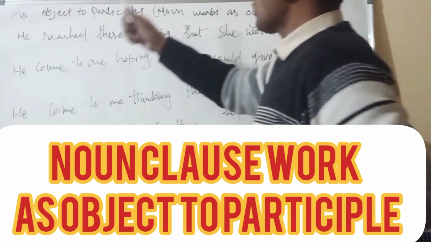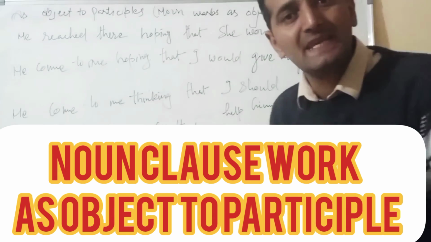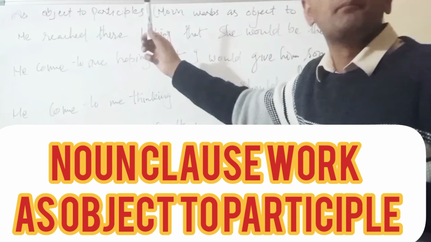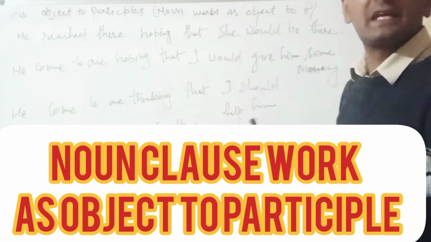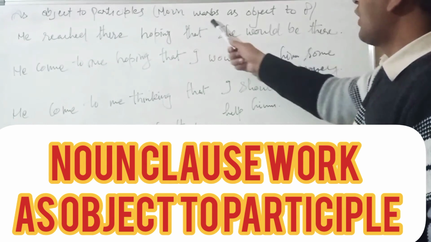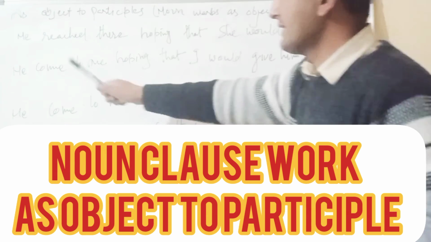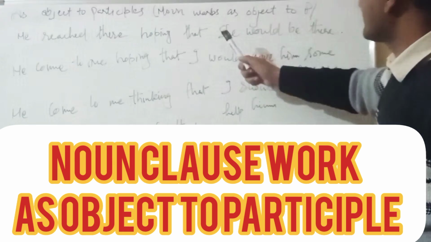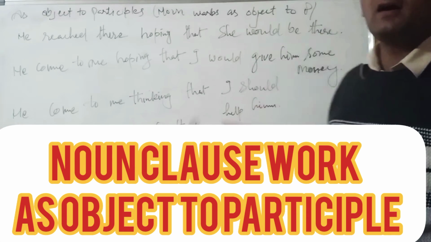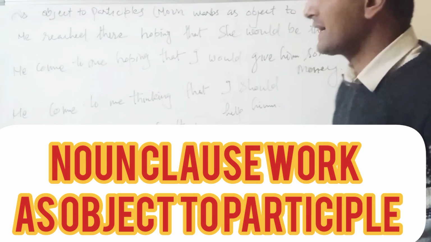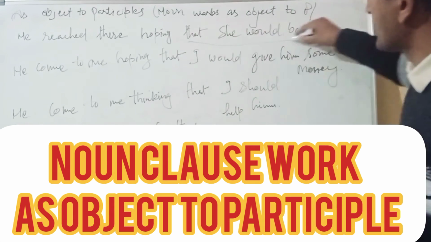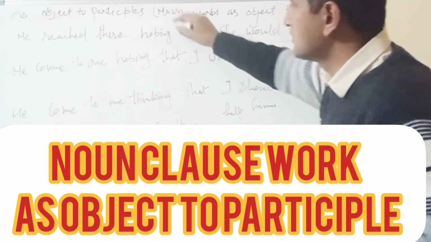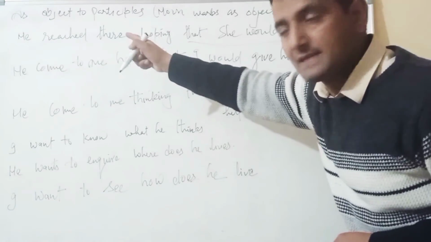As object to a participle. Here a noun clause is working as what? See, as object to a participle. Who will work as the object of the participle here? The noun clause. He reached there hoping that she would be there. Hoping is what here? Hoping. What comes after it is our subordinate clause. This is the noun clause, and it is working as the object to hoping, the participle.